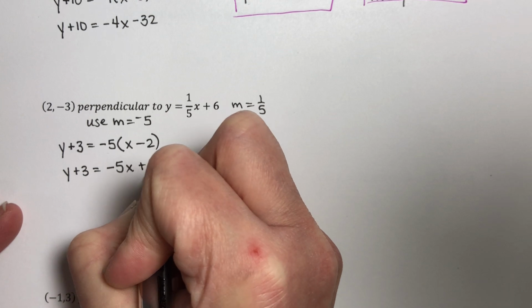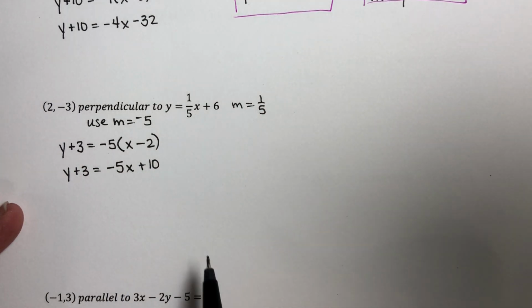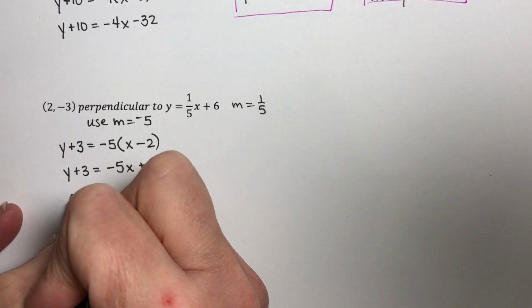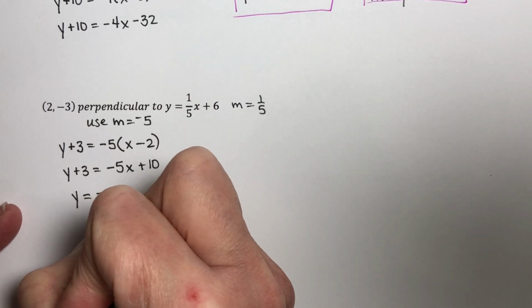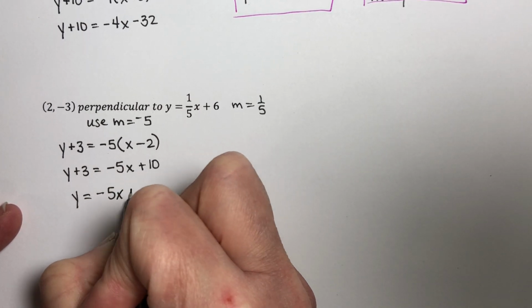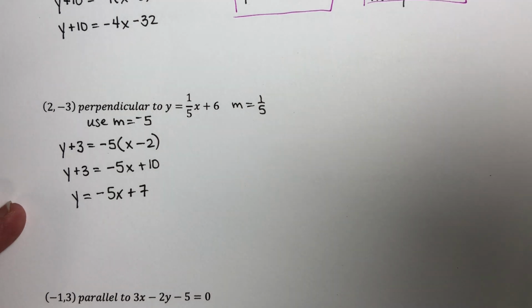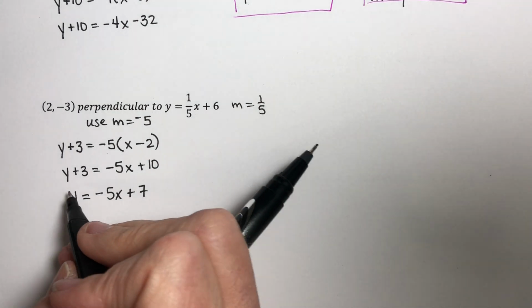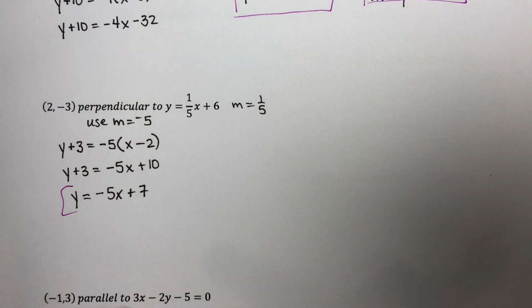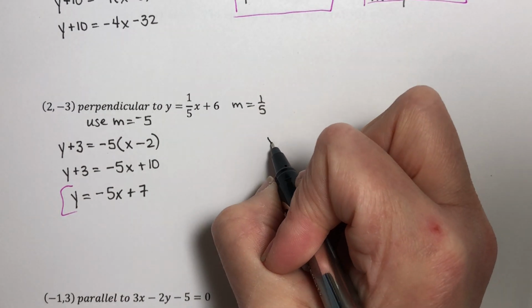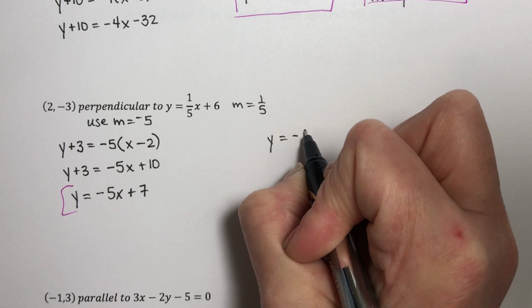Negative 5x plus 10. Okay, now let's subtract 3 from both sides, and we have our answer in slope-intercept form. So I have y is equal to 5x plus 7. This is one of our answers. Now let's take this and transform it into general form. I'm just recopying it right here.